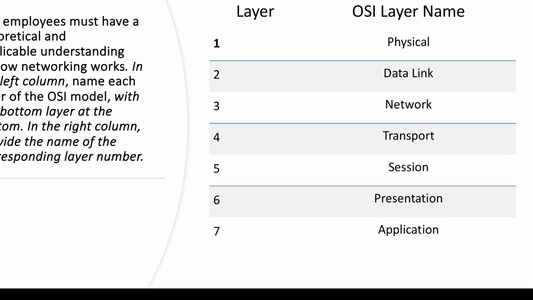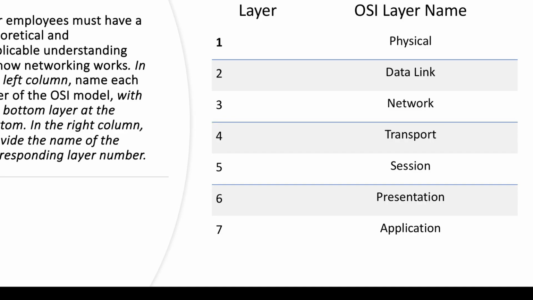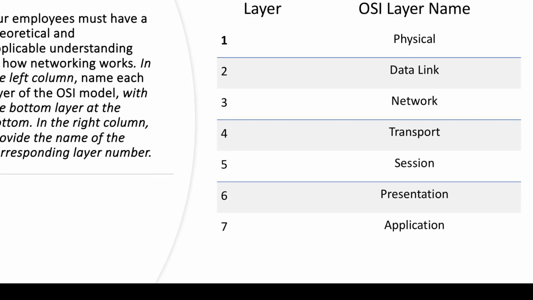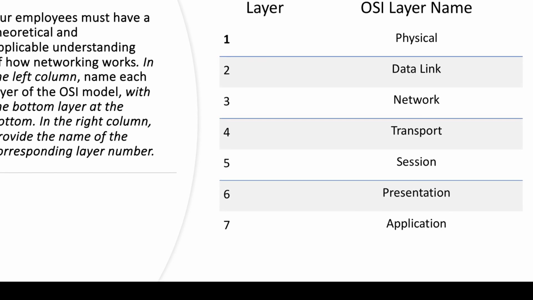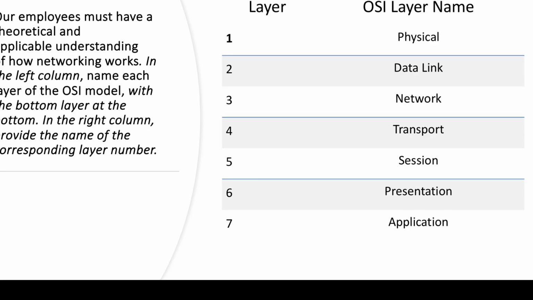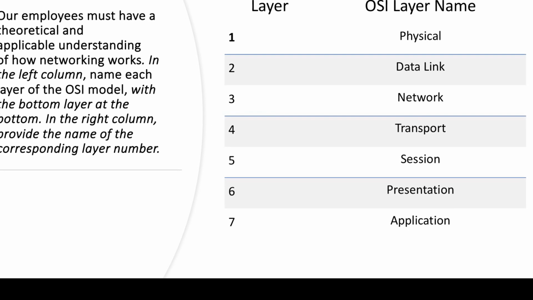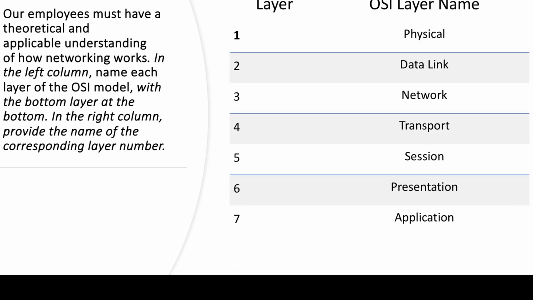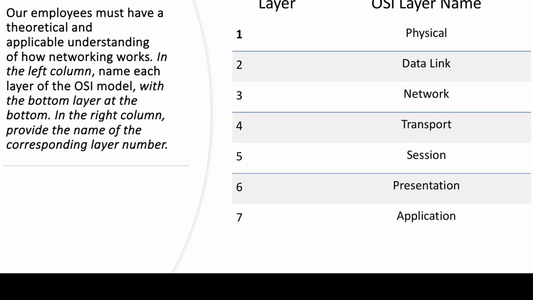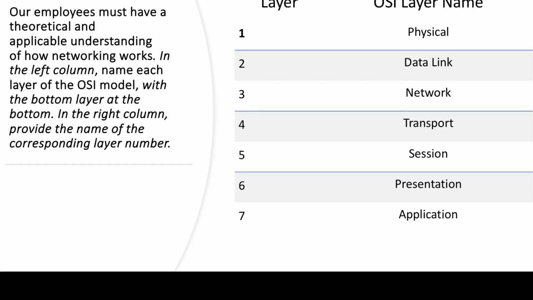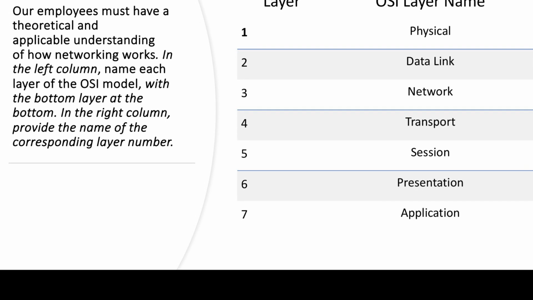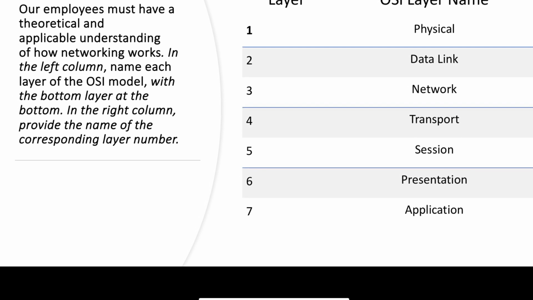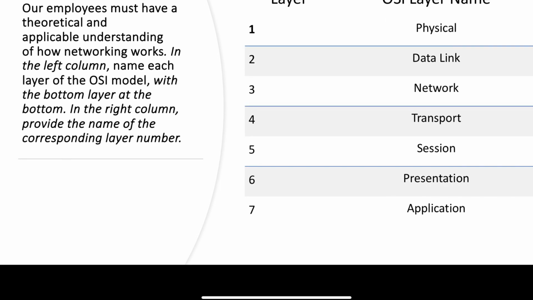The next question is, our employees must have a theoretical and applicable understanding of how networking works. In the left column, each layer of the OSI model with the bottom layer at the bottom. In the right column, provide the name of the corresponding layer number. So number 1 is physical, number 2 is data link, number 3 is network, number 4 is transport, number 5 is session, number 6 is presentation, number 7 is application. The OSI model helps organize network functions into 7 different layers. Each layer has a specific role, from moving signals onto the cable to delivering user services like websites and email.